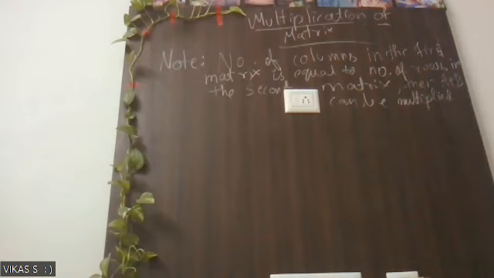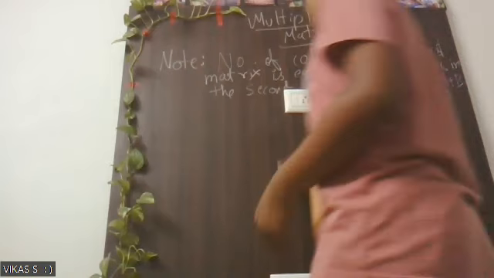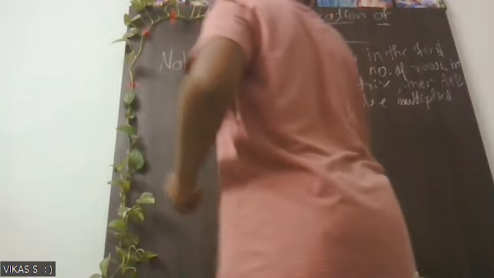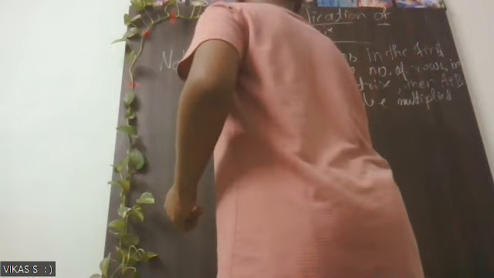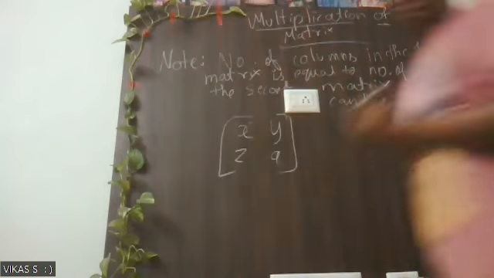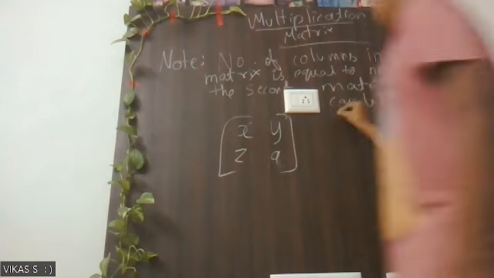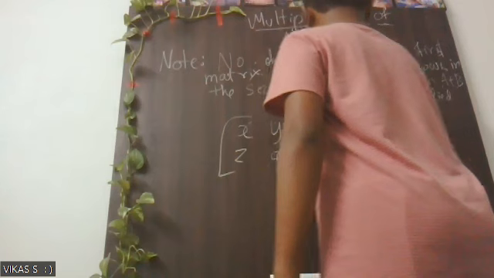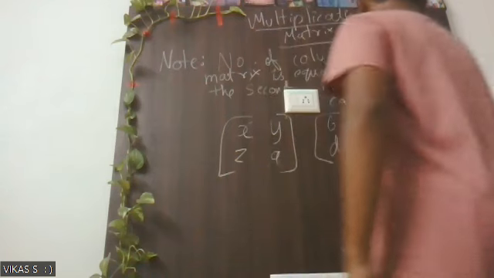Let me give you an example of how the multiplication of matrices is done. Imagine this is one square matrix, which is X, Y, Z, A. And the other one is B, C, D, E.